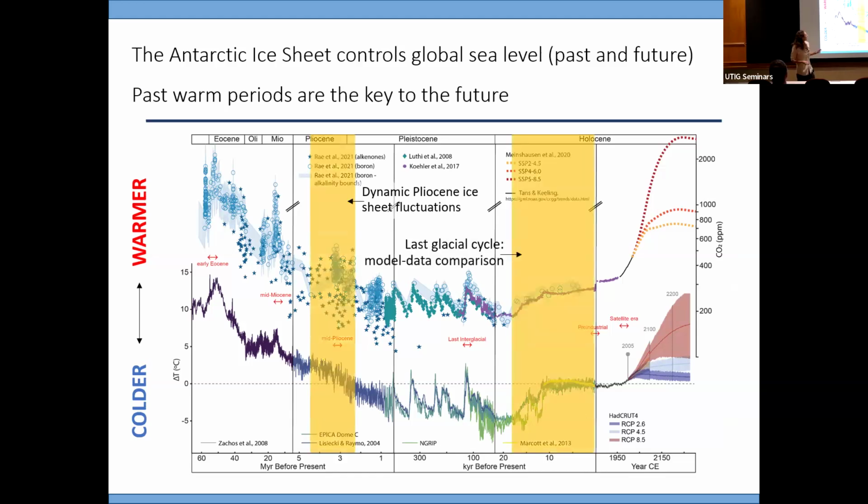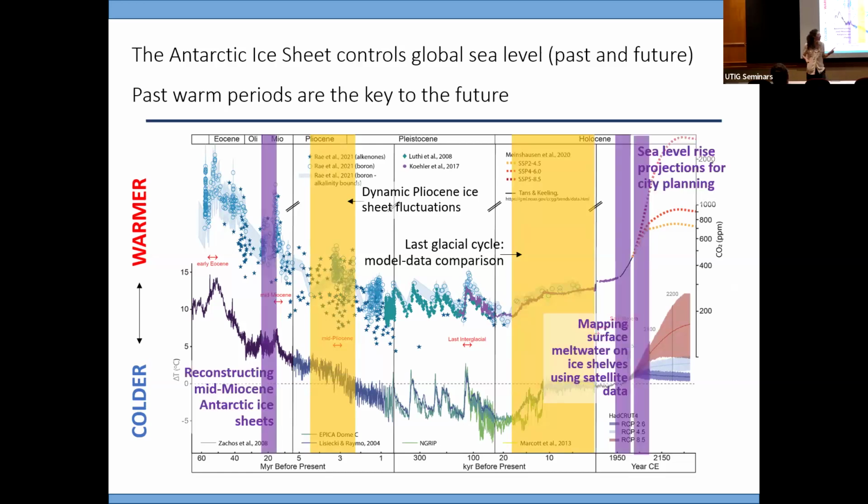As a reminder, here are the 2 time periods I talked about today, but I also want to point out I worked on lots of other past warm periods and would love to talk about any of these projects. This one is the mid-Miocene, reconstructing ice sheets and climate temperatures, ice sheet configurations in mid-Miocene. If anybody went to my job talk like 2 years ago and has an excellent memory, I talked about this as well as landscape stability in the dry valleys. I've also worked on remote sensing of surface meltwater and how that relates to hydrofracturing in the satellite era, so the modern warm period, as well as a little bit of future sea level projections.